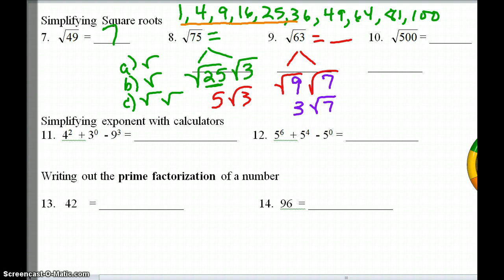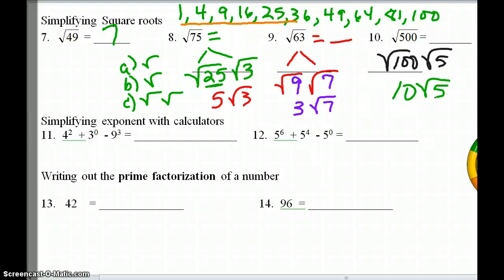Anytime that you have a factor of 100, always choose 100 as your number. Again, why would we choose 100 when we're breaking this up? Because the square root of 100 is 10, and we'll get 10 square roots of 5. So once you start thinking this way, these aren't too bad, but if you've never seen these before, that's how you break those up.